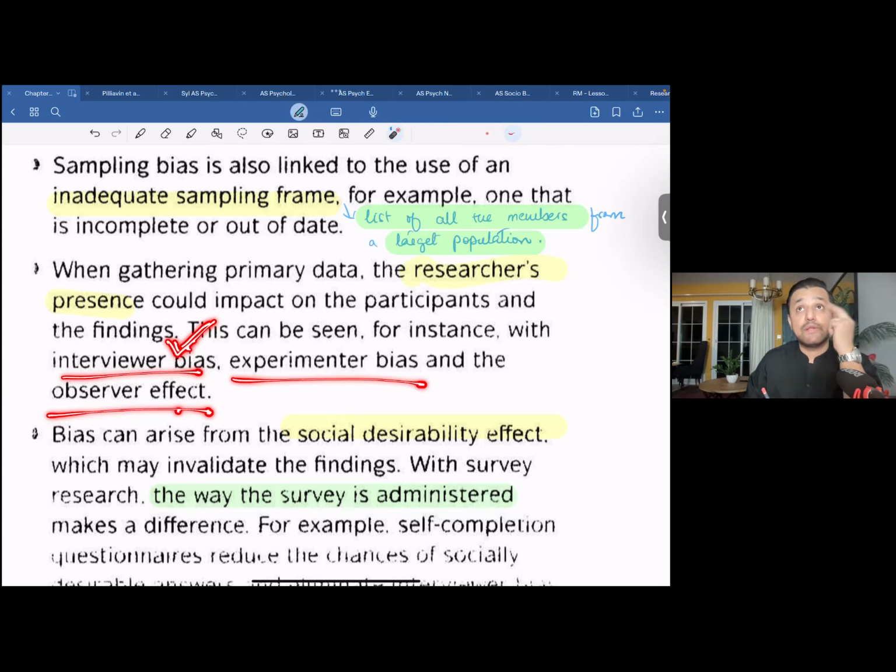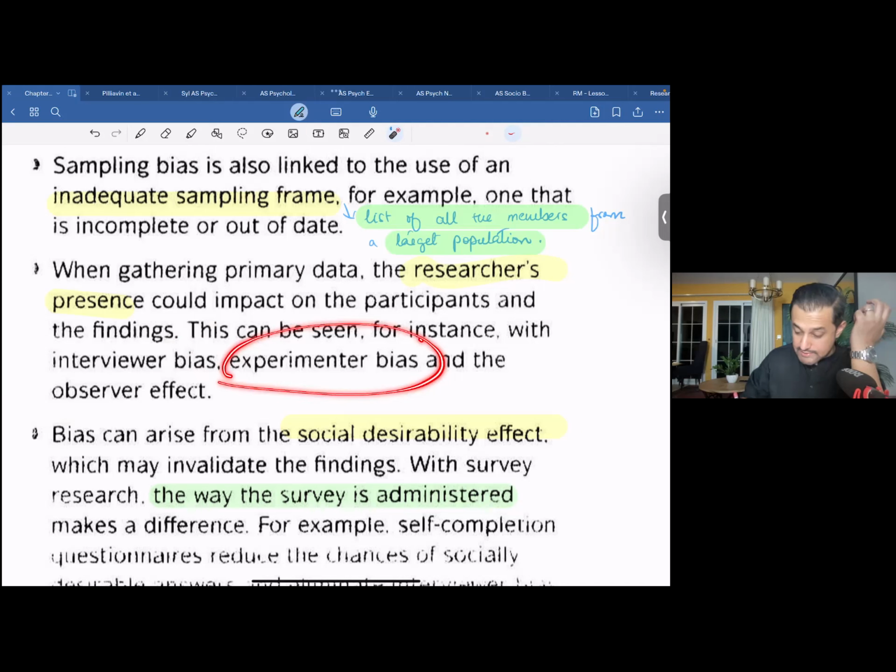Now, along with this, the body language, posture, demeanor, eye contact, likability, all of these factors do affect the responses that you receive from an interviewee. So is the case with experimenter bias. We just spoke about the Hawthorne effect earlier. And taking it ahead, it could be observer effect too.